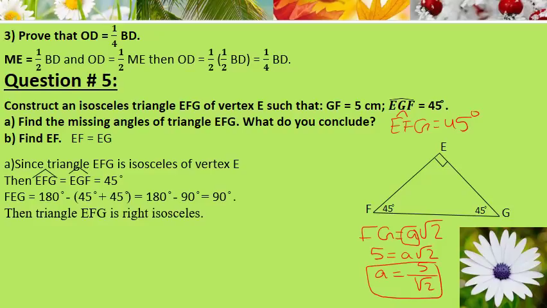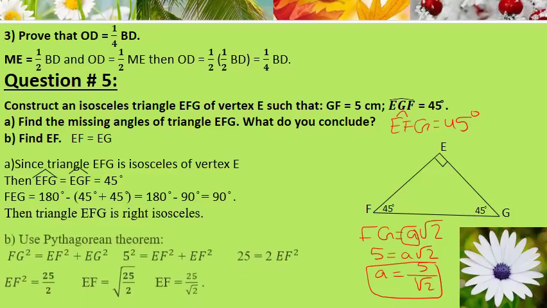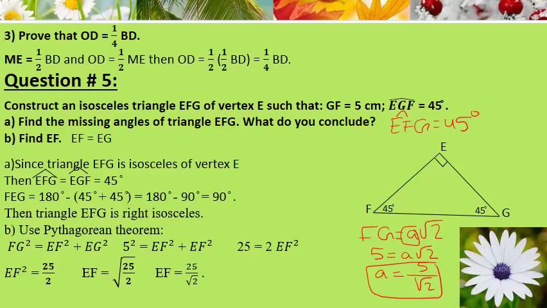This is directly, okay? Or we can solve it using Pythagorean theorem, which is this, okay? So EF is equal to 5 radical 2. The first one is direct on the rule, the second one using Pythagorean theorem.